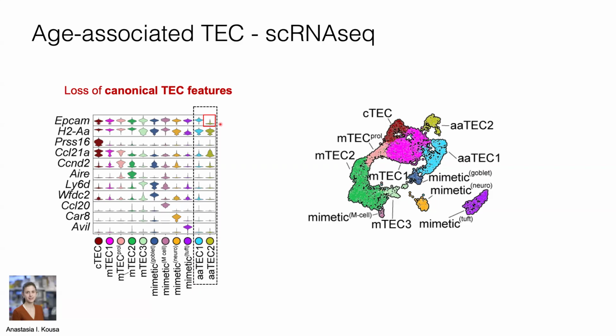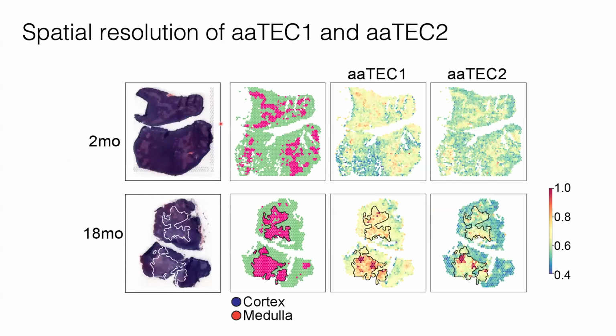So these were very interesting findings, but we really needed to establish whether one or both of these aaTEC populations might correspond to the cells that we'd found through the imaging. So one of the approaches we took was to use spatial transcriptomics to try and localize the aaTEC. And so we're looking at sections of the 2-month-old thymus on the top here, or a thymus from an 18-month-old on the bottom. And using a Visium platform, we could identify, using a variety of markers, the outer cortex, shown in green, or the inner medulla, shown in magenta.